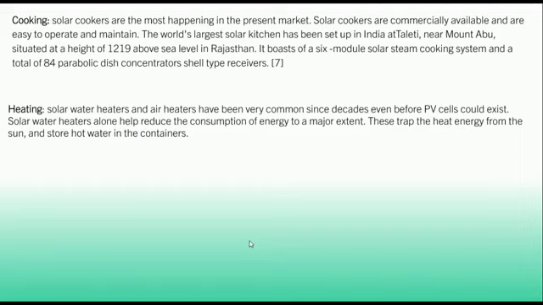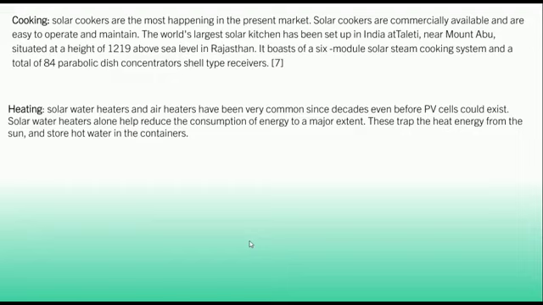The world's largest solar kitchen has been set up in India at Taleti near Mount Abu, situated at a height of 1019 meters above sea level in Rajasthan. It boasts of a 6 module solar steam cooking system and a total of 84 parabolic dish concentrators with shell type receivers. Generally, solar systems are used for cooking in desert areas and hot temperature areas.